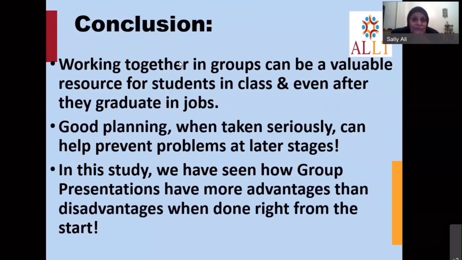Next, if we try to find a conclusion to all of this, we find that working in groups can be a very valuable resource for students in class and even after they graduate in jobs, because they need to know how to work with each other. They need to have good planning when making serious decisions to prevent any problems at later stages. And we have seen how group presentations have more advantages than disadvantages when done right from the start.